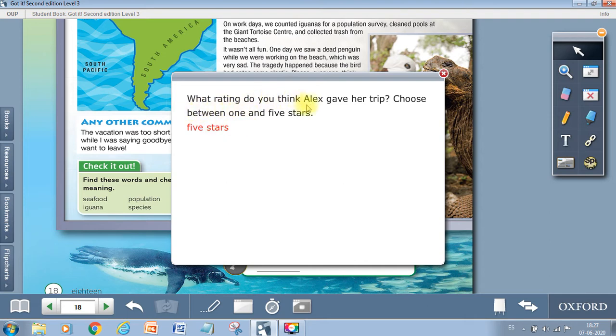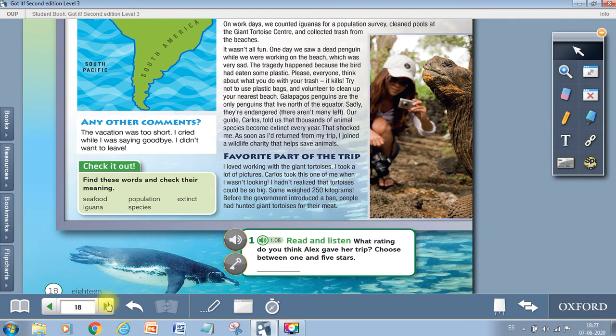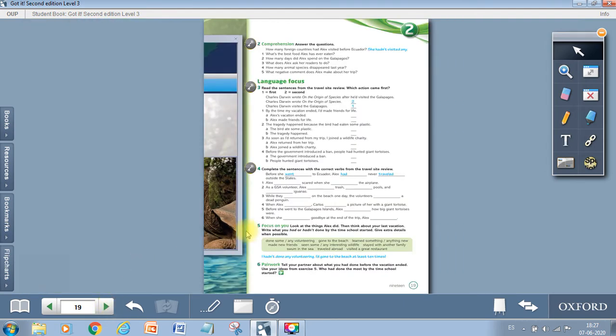What rating do you think Alex gave her trip? Choose between 1 and 5 stars. And she gave 5 stars. Okay, that is the first answer. Now, we are going to move to the next activity.